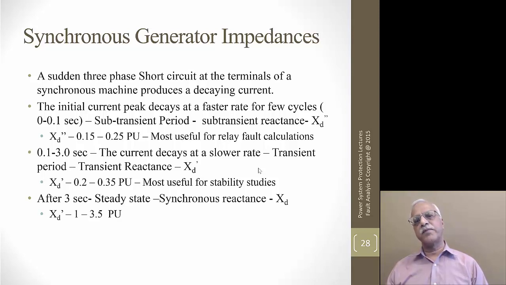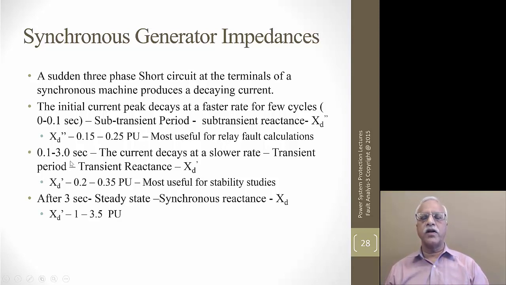This is called the subtransient period. Whatever trapped flux there is between the field and the generator goes through and provides a short circuit path, and increases the current. We call it X double prime D, and these are 0.15 to 0.25 per unit. It's most useful for relay calculations, because when we create a short circuit, we want to know whether the breaker is capable of withstanding that short circuit current. We try to do this in the first few cycles of the fault incident. So this is very useful, and this is the one we use in all our relays.